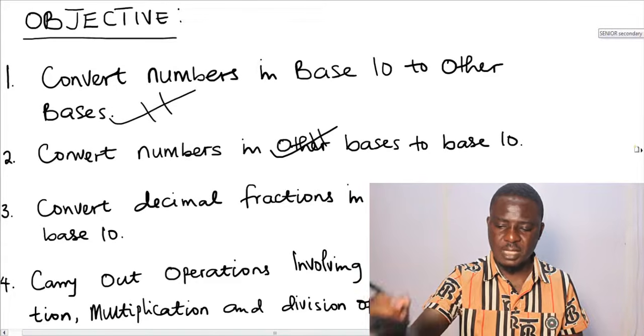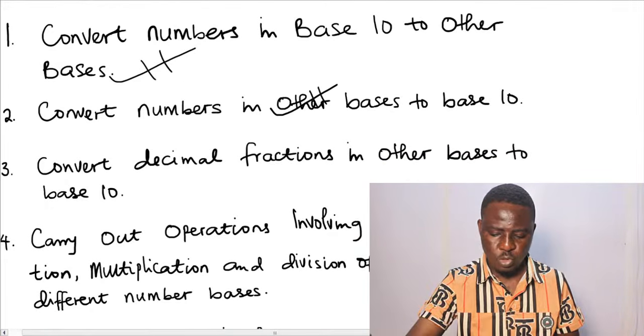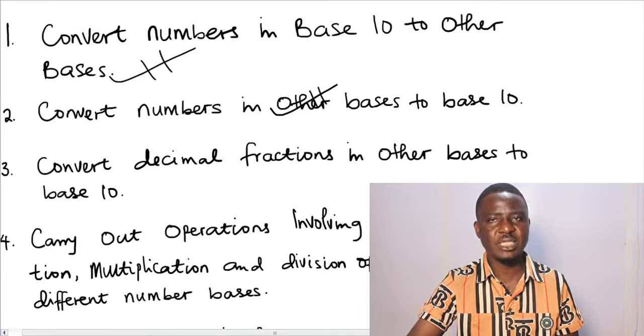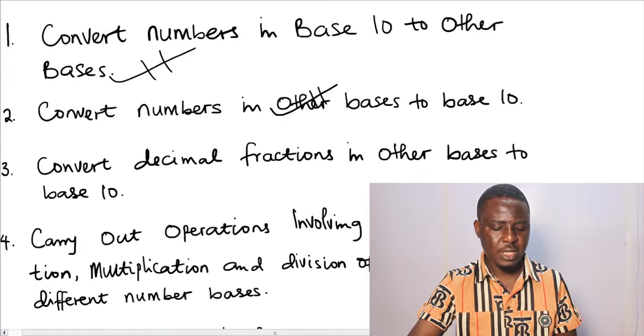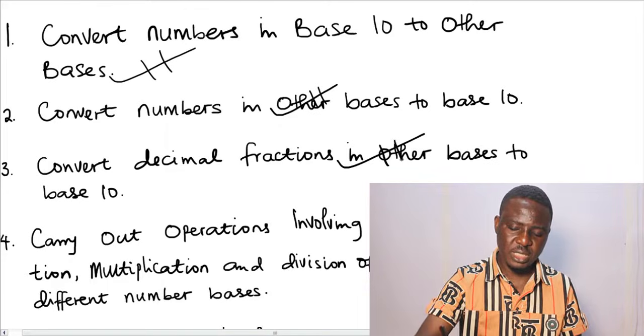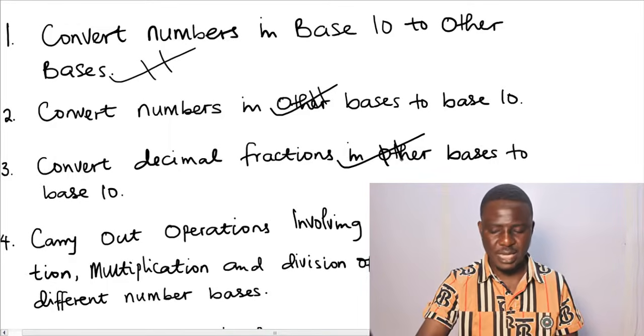At the end of this class, we have been able to solve the 3rd objective, which says to convert decimal fractions in other bases to base 10. In our next class, we shall be looking at the 4th objective, which is carry out operations involving addition, subtraction, multiplication and division of numbers in base 10.